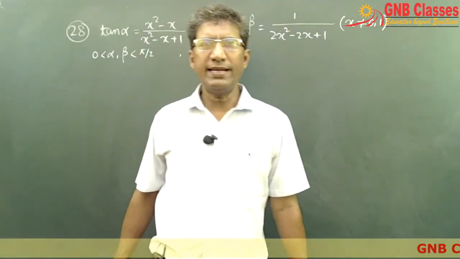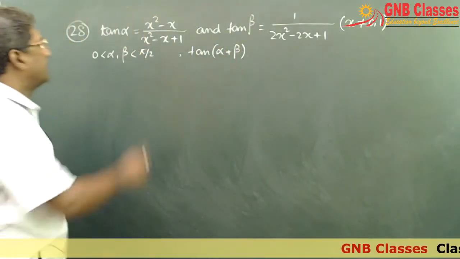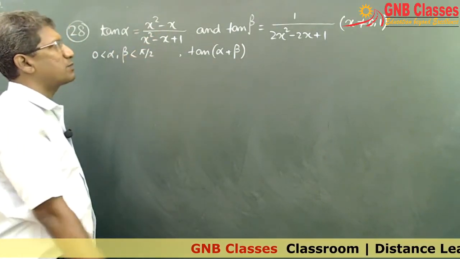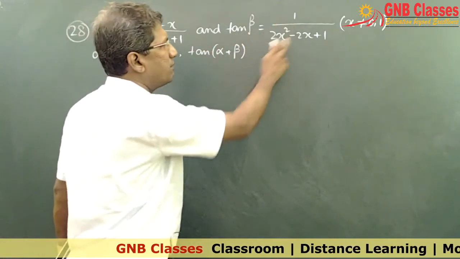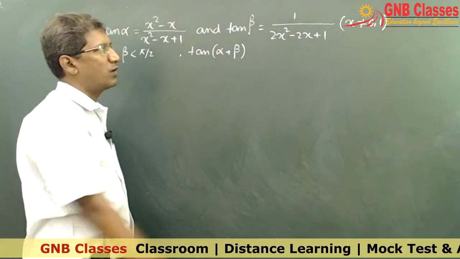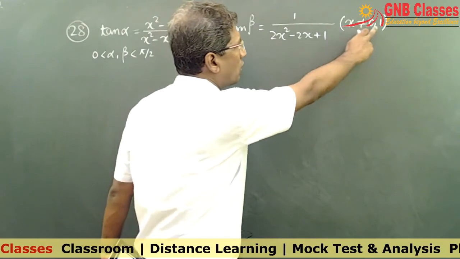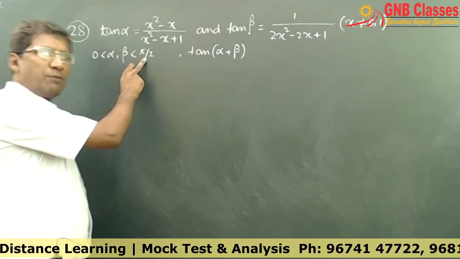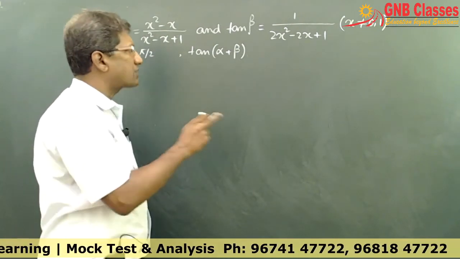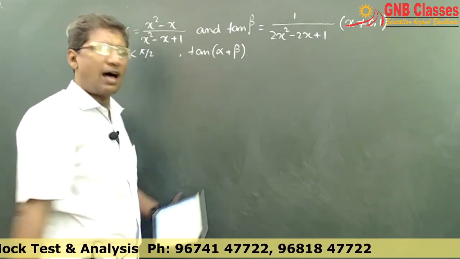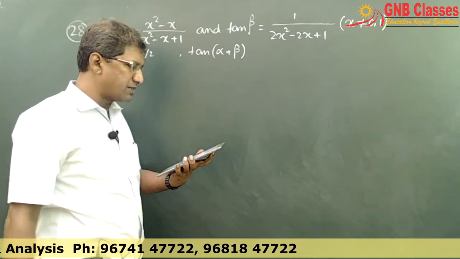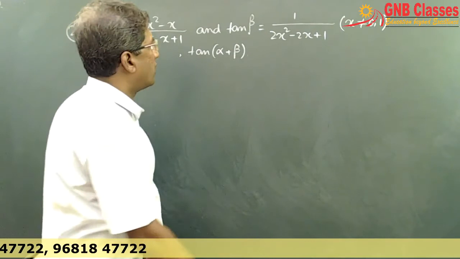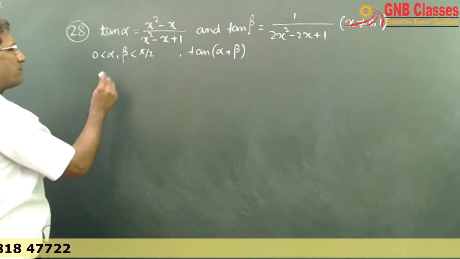In question number 28, they have given tan alpha is x square minus x by x square minus x plus 1 and tan beta as 1 by 2x square minus 2x plus 1, where they have said that x is not equals to 0 and 1 and alpha beta are lying between 0 and pi by 2. Then they have asked us to find out the value of tan alpha plus beta, and the four options are given as 1, minus 1, 2, 3 by 4. Now let me start the sum from here.